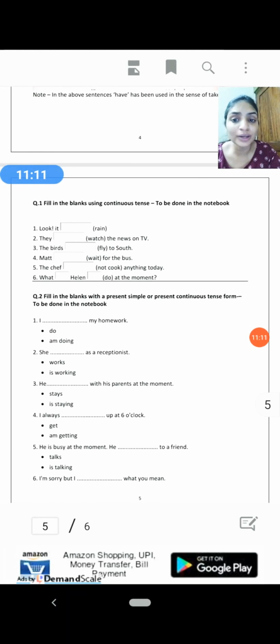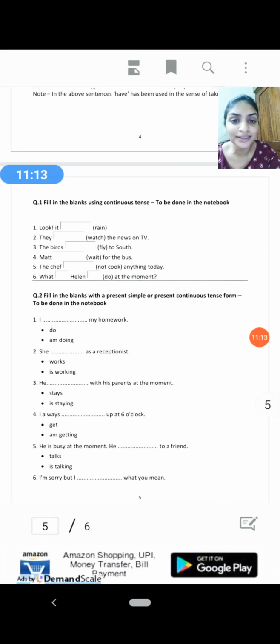Now these are the two exercises that I have given you for practice. In the first, fill in the blanks by using present continuous tense. So now you have to use, like, it is raining. Okay, use the sentences like this. I've given you an example. Now you have to solve it by yourself.